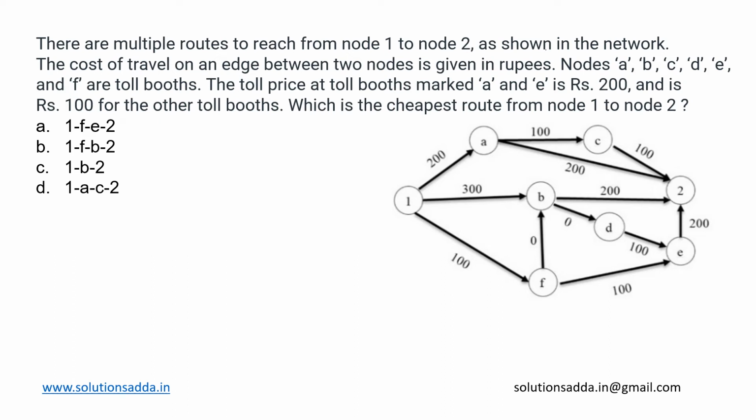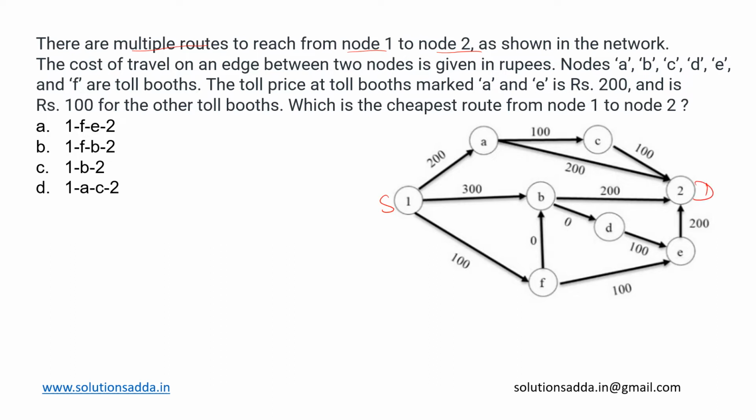This one is a graph theory question, basically for finding out the minimum cost path between the source and destination. The description has been given as there are multiple routes to reach from node 1 to node 2, which means this is the source and this one is destination.